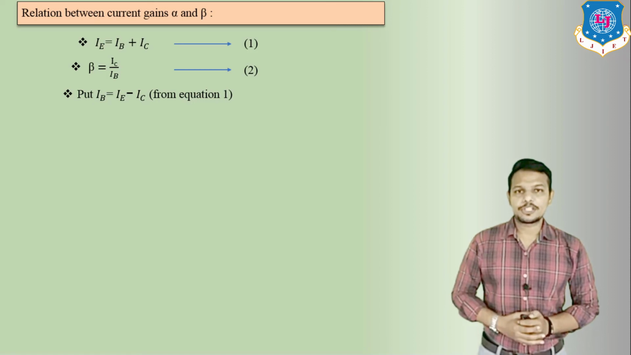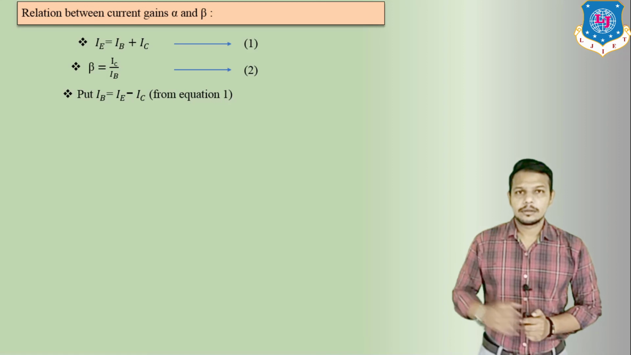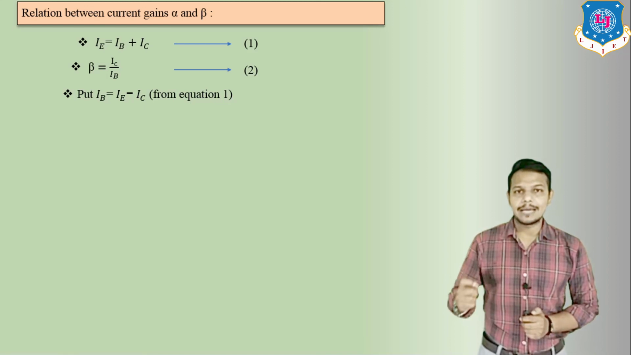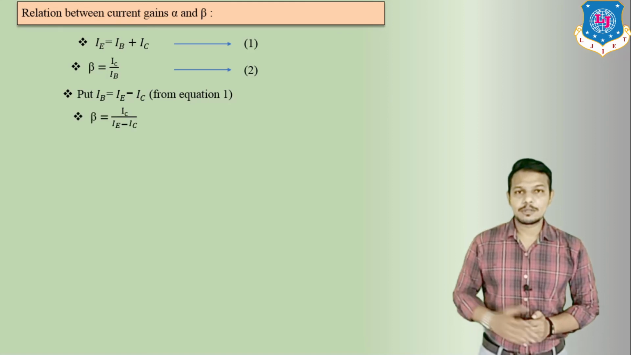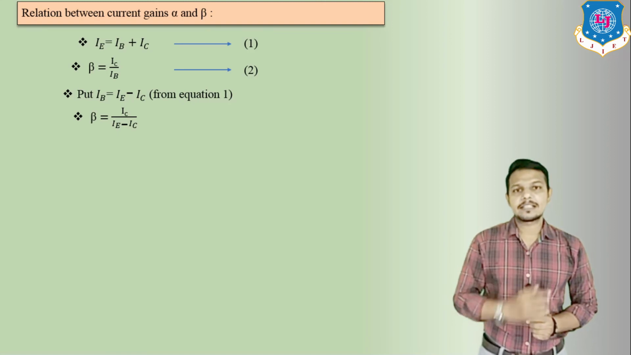From equation number 1, we take IB as the subject, so IB is equal to IE minus IC. Now put this into equation number 2. So it becomes beta is equal to IC upon IE minus IC.